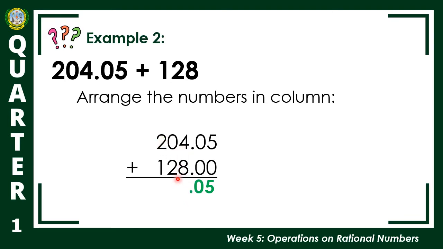4 plus 8 is 12. So, 2 carry 1. And then add po natin, 1 plus 0 plus 2 will be 3. And 2 plus 1 will also be 3. Okay, so this is the answer. The answer for the problem is 332 and 5 hundredths. Okay? So, 332.05.